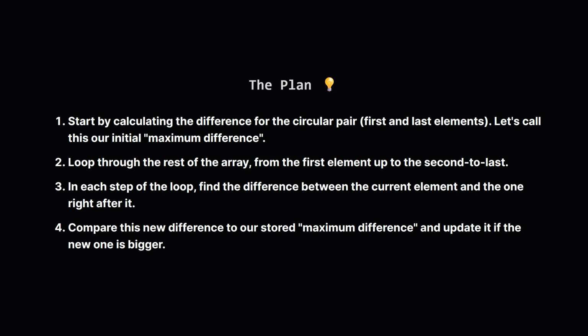Okay, so let's lay out a clear plan. First, let's handle that special circular pair. We'll calculate the absolute difference between the last and first numbers in the list. We'll store this value as our current best answer. Next, we'll just loop through the array like normal, from the beginning to the second to last element. For each element, we'll find the difference with the element immediately to its right. And finally, every time we calculate a new difference, we'll ask, is this bigger than the best answer we've found so far? If it is, we update our best answer. After checking all the pairs, the value we have stored will be our final answer.